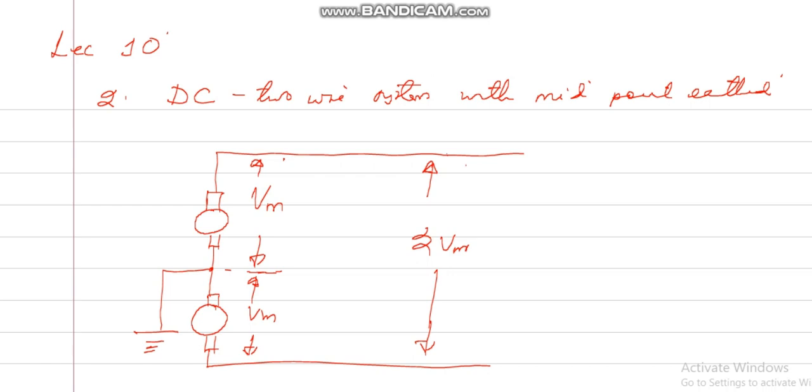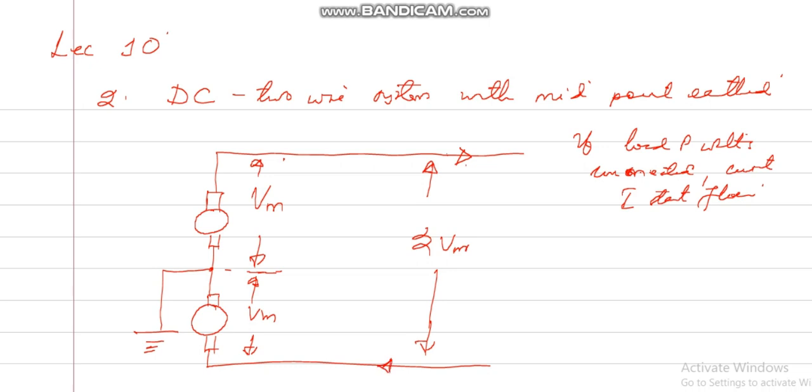Okay, kwa hiyo if the load of P watts is connected, current I starts to flow. Current I will flow and will be back through another outer, and the current I will be given by power over twice Vm. Okay, power loss itakuwa ni I squared times R, ambayo ni P over twice Vm squared times R.